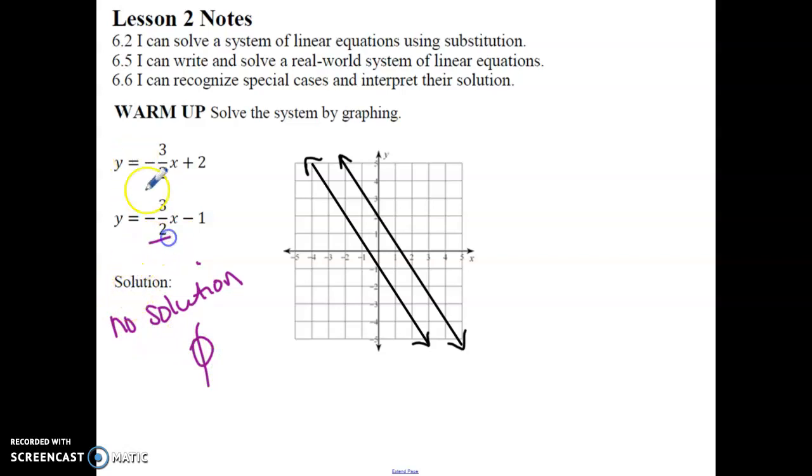Okay, so one way to help you recognize that there will be no solution is notice that my slopes are the same. And whenever the slopes of two lines are the same, they never cross.